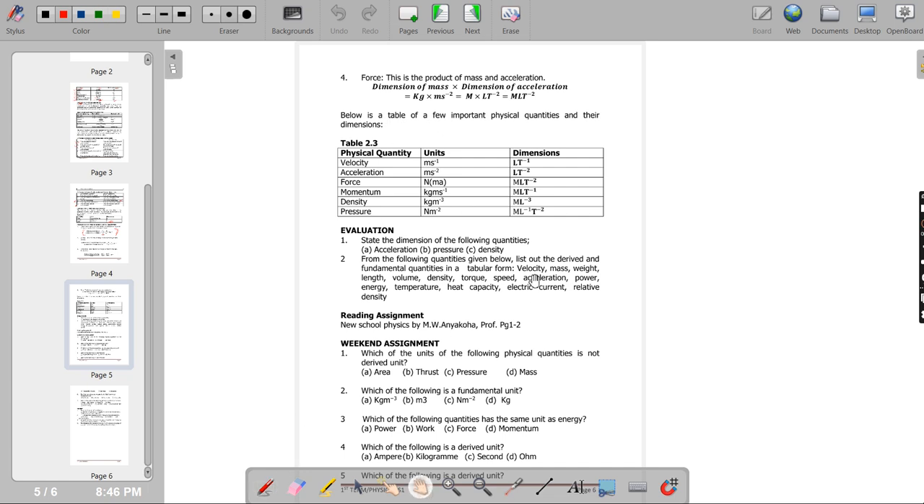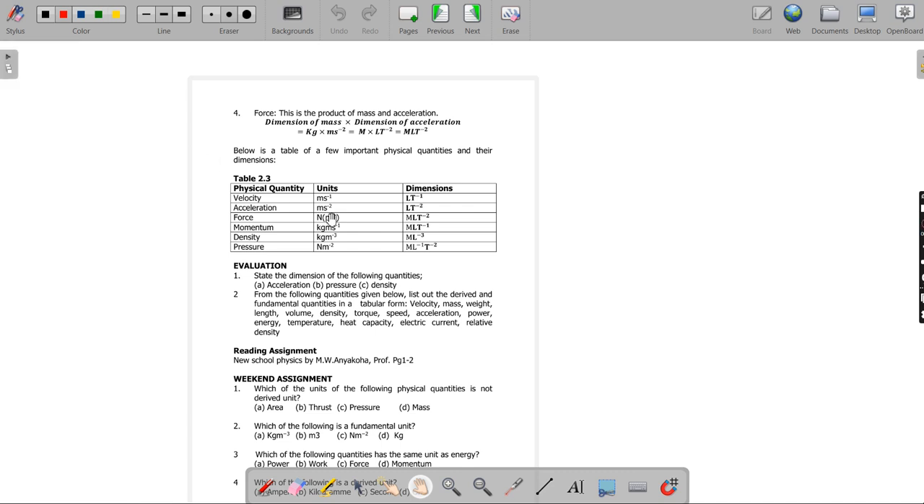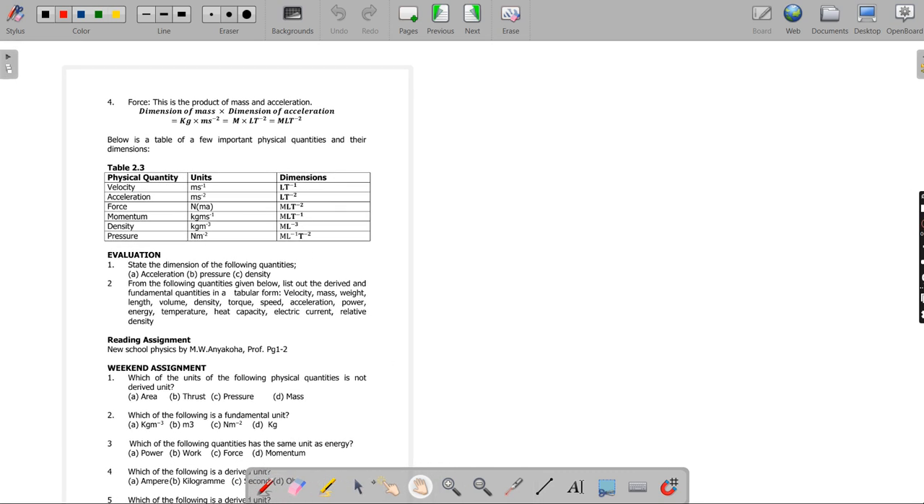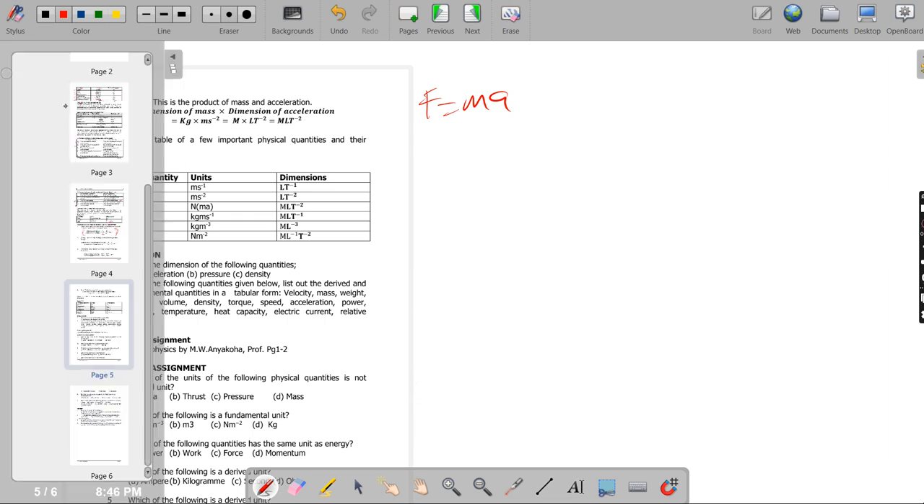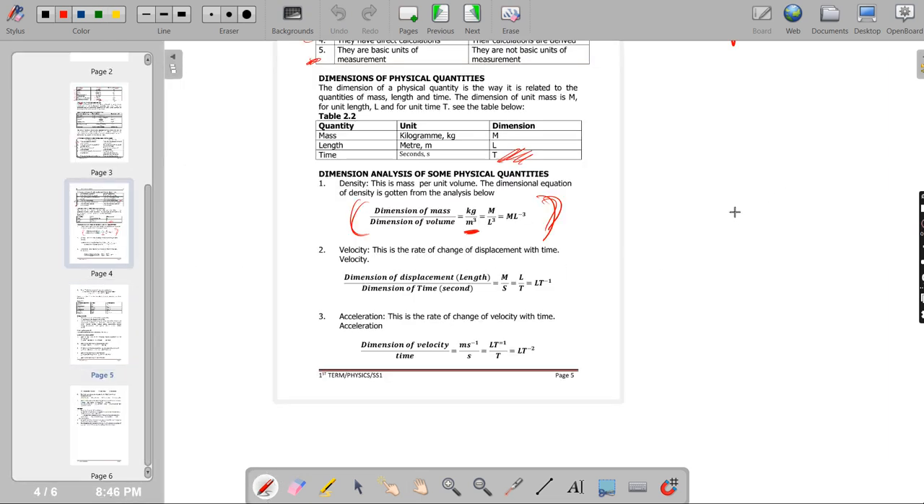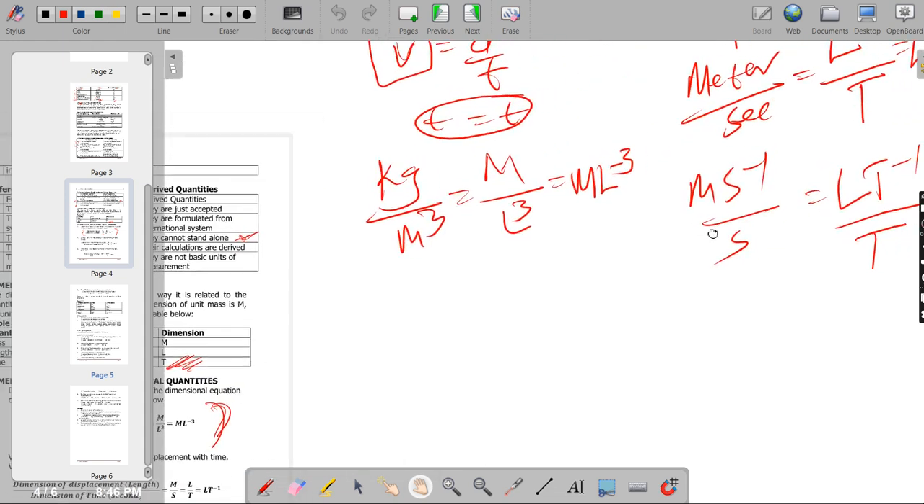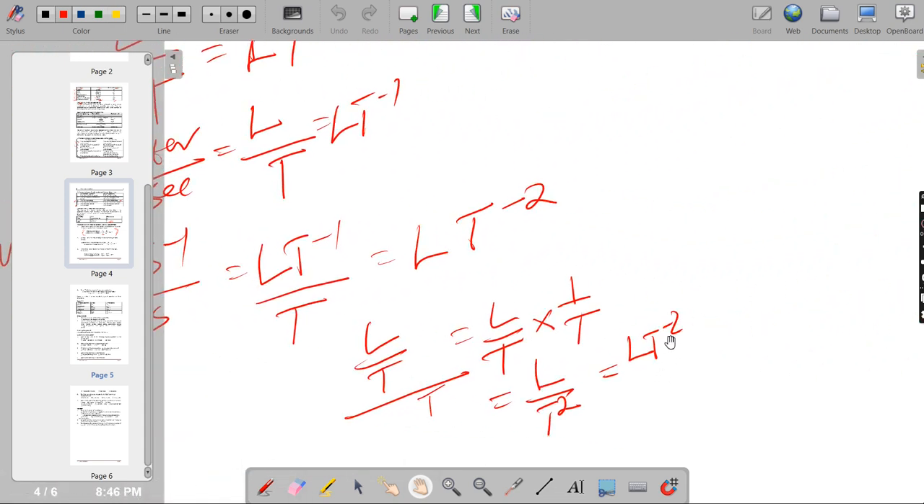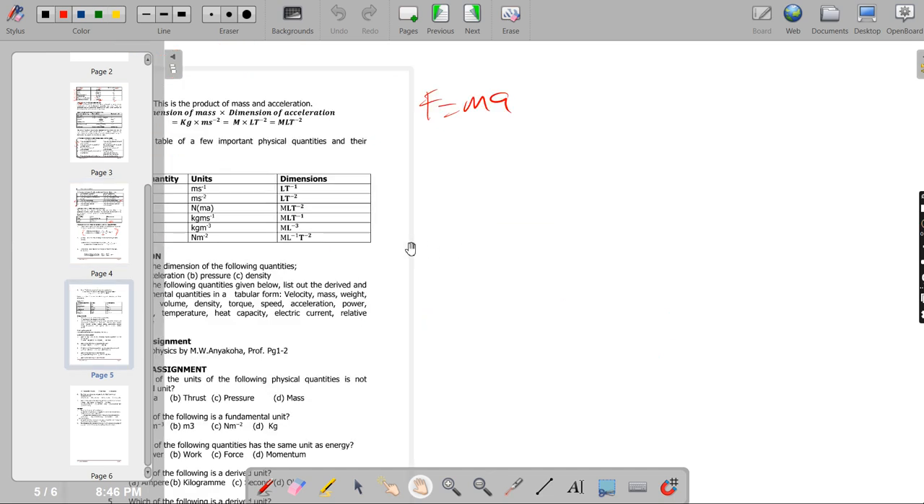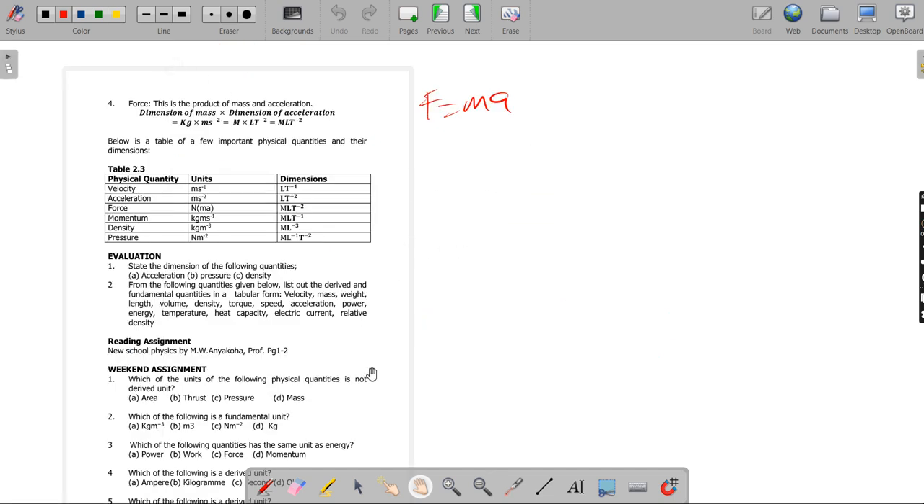So force. Okay, let me drag this a little bit, and let me minimize this so that we can have some space here. Yeah, I think that's better. Now, force. This is the product of mass and acceleration, right? So we have F is equal to ma. And remember, we had already gotten the dimension of acceleration. And so we said for acceleration, LT minus 2. So when we come down here, we are going to be using that.